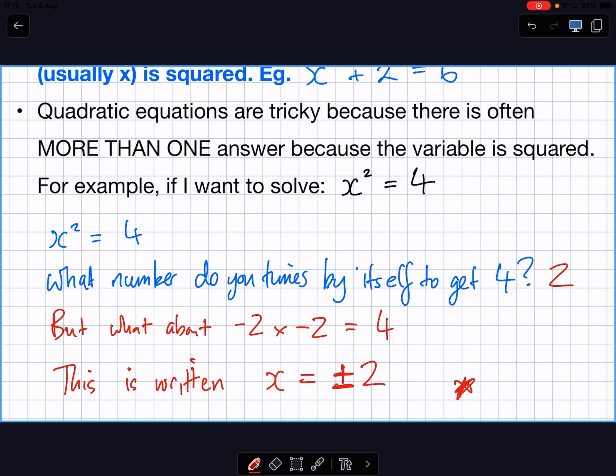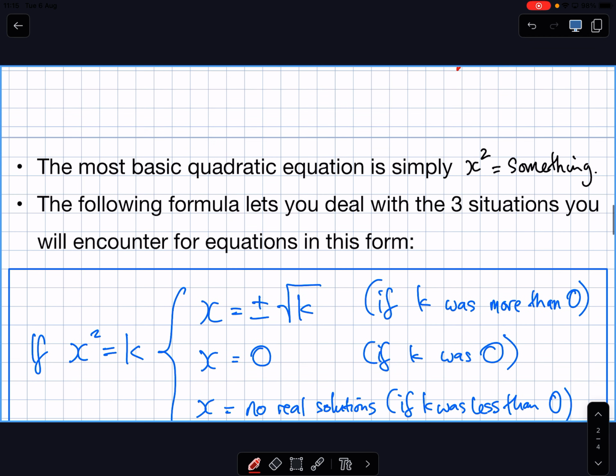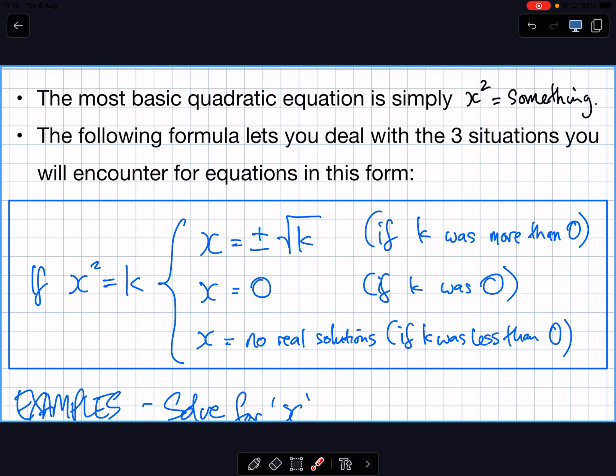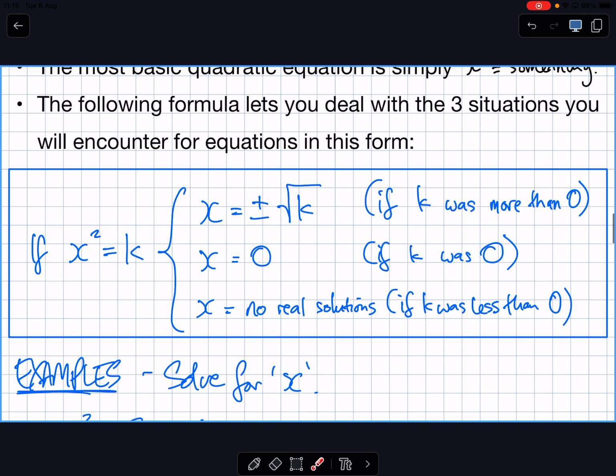So is that an example that shows you that now we might have to deal with more than one answer? Okay, let's do some examples. The most basic quadratic equation we deal with is what we're dealing with today: x squared is equal to something. This formula, which should go on your cheat sheet, lets you deal with the 3 kinds of situations that you're going to see coming up. There are 3 possible things you'll see if you have x squared is equal to something.